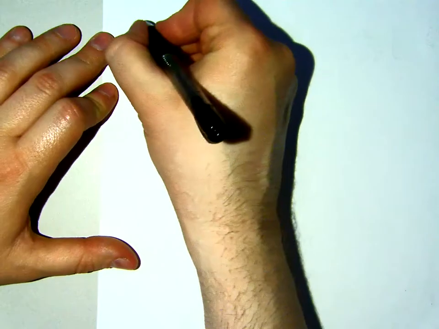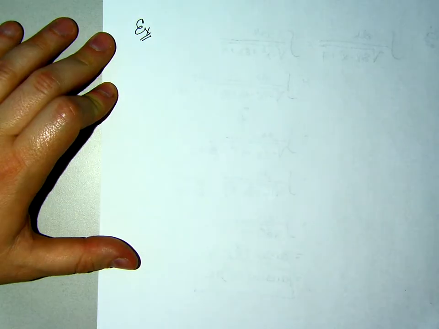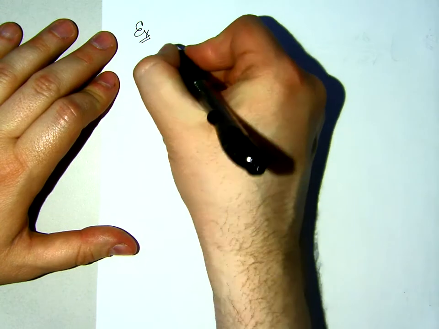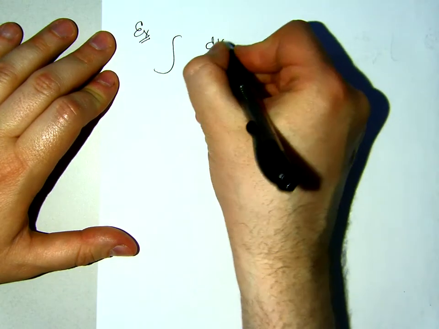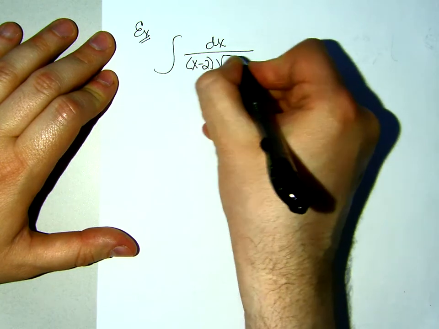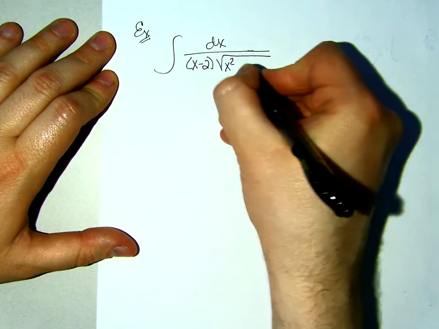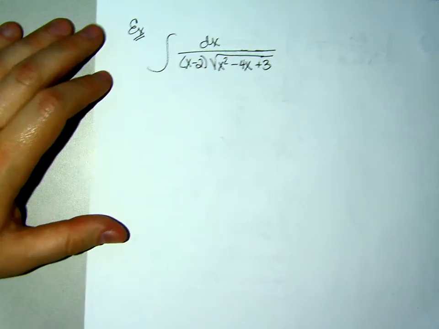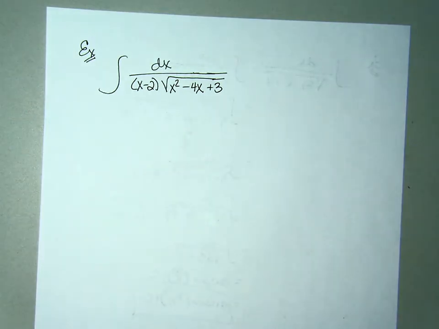Next one. You know what form this one has to be. Which form is this one going to have to be, given how we do things in here? Probably have to be an arcsecant one. Let's do dx over x minus 2 times the square root of x squared minus 4x plus 3. Obviously it's arcsecant because we haven't done an arcsecant one yet, but what in the problem might make us think arcsecant things?